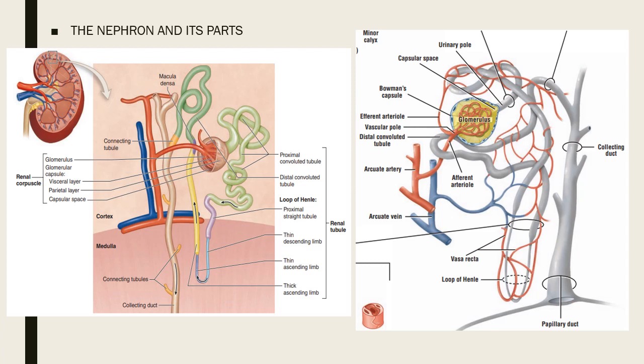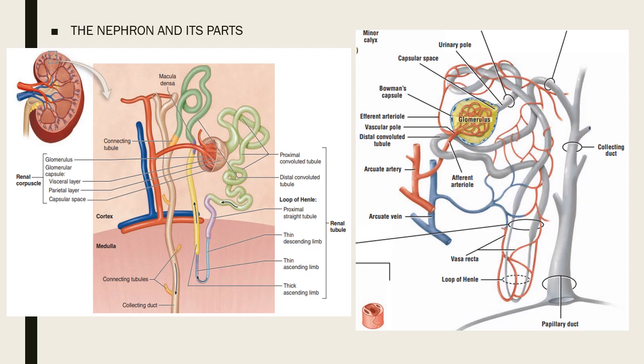Your renal tubules include your proximal convoluted tubule, your loops of Henle, and then your distal convoluted tubule. Your proximal convoluted tubule has a convoluted portion. Proximal means it is closer to your glomerulus. It has a convoluted portion and a straight portion, which becomes the loop of Henle once it reaches the medulla.